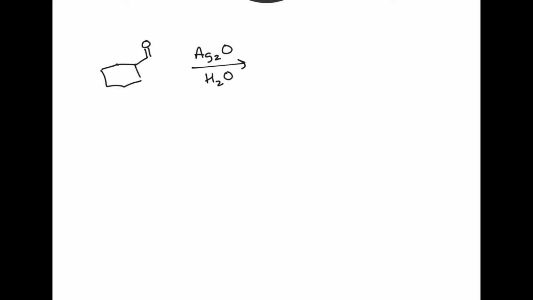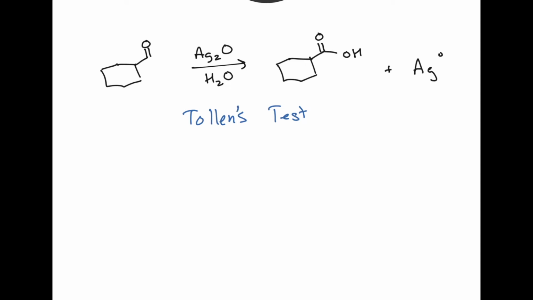silver oxide, and there usually has to be water around. And this will turn your carboxylic acid, sorry, your aldehyde into a carboxylic acid. What's neat about this is that the byproduct of this reaction is you just make silver metal. This reaction is called the Tollens Test.